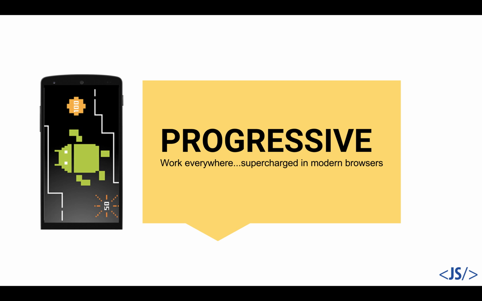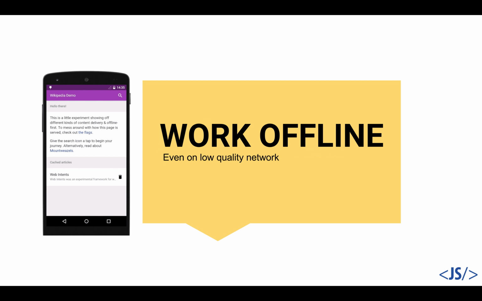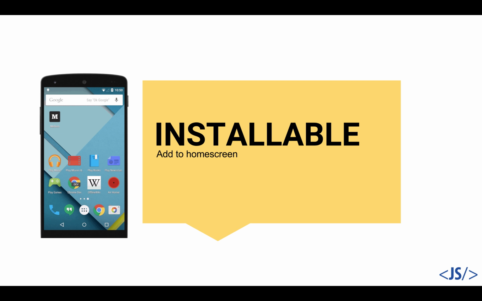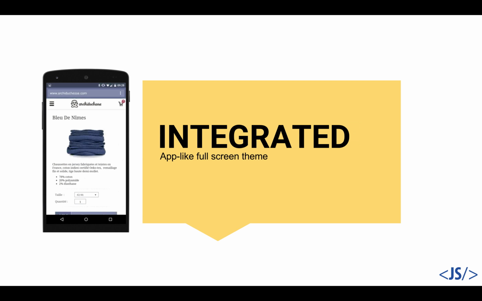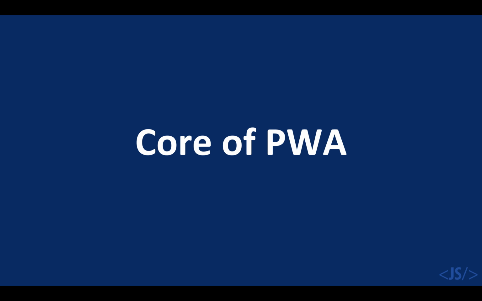So now we come to PWA features. It is progressive, it works everywhere, it is fast. Yes, it works offline. When I told you that when there is no network or slow network, it can take care of that also. It always makes sure that the data coming to the user is fresh, and the add to home screen option is always there. It is integrated, which means it gives you an app-like full screen feel, and by push notification it makes it engaging. So guys, this is what a PWA is.